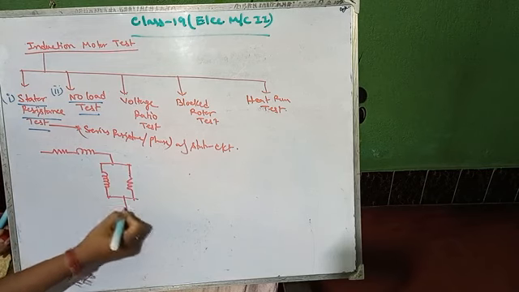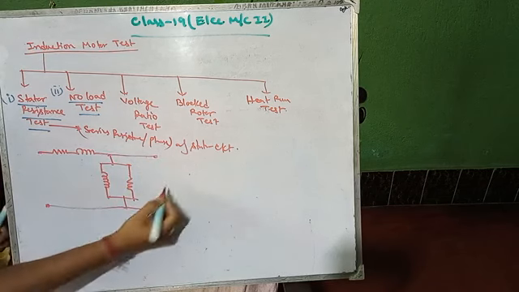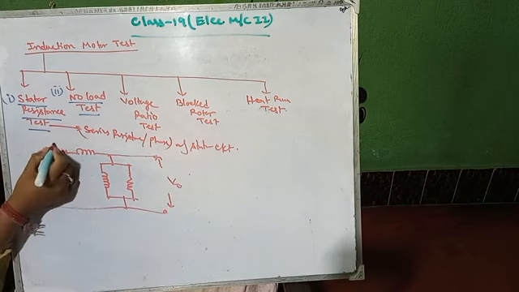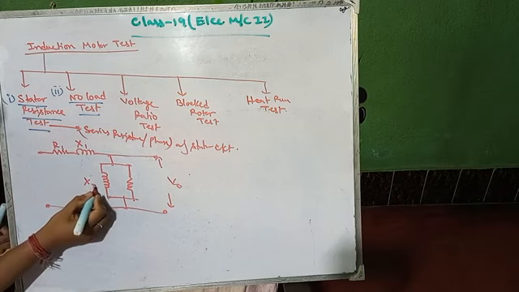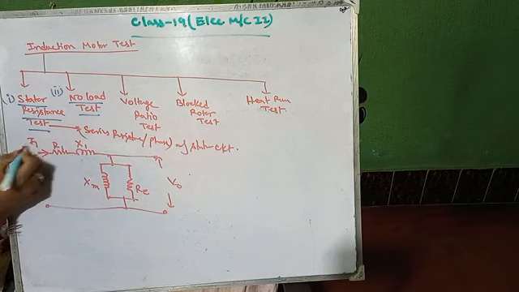It will look like this. Okay, this is the primary side, right? So this is your V0, open circuit voltage. Okay, so this is your R1, this is X1, and this is Xm, and this is Re. Okay, suppose I1 current is entering.